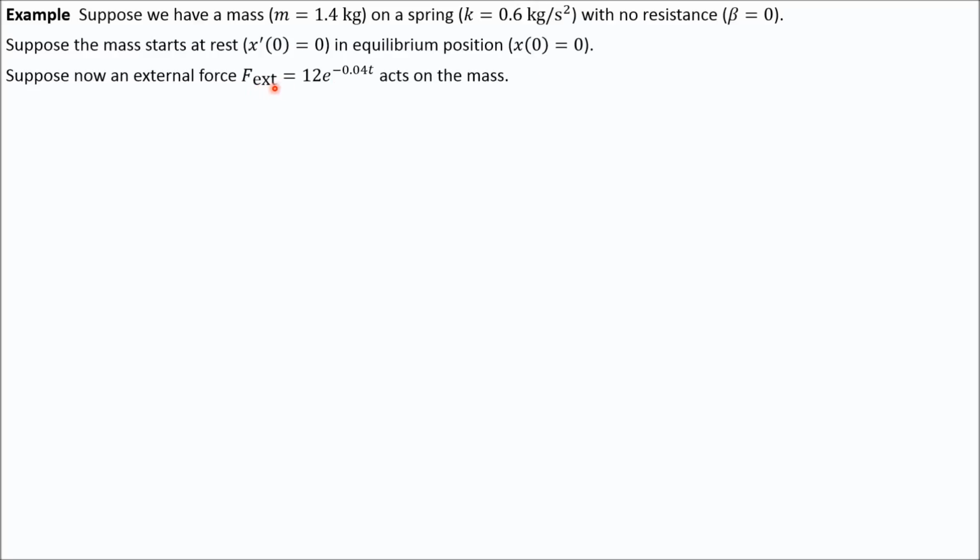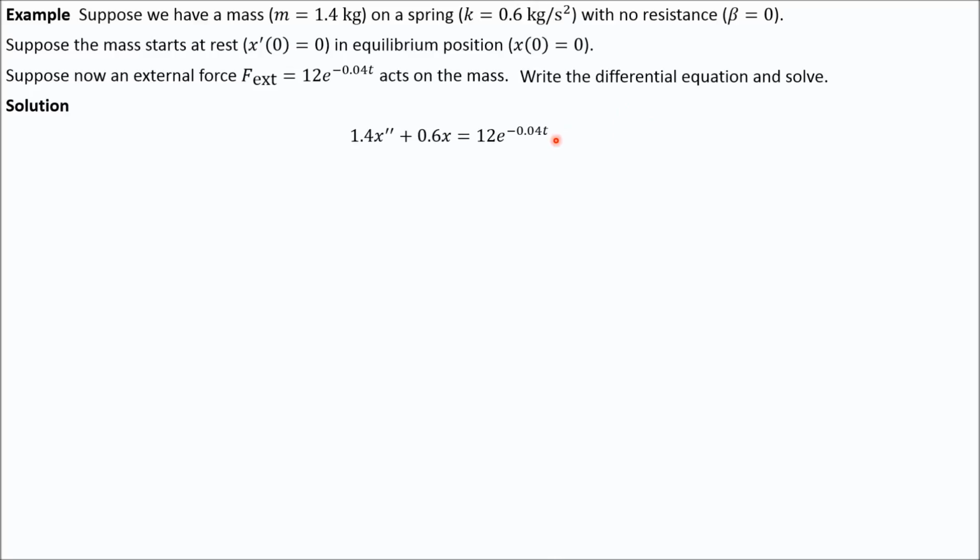So in the past, we had a mass on a spring with resistance. So there were two forces acting on the mass. There was the spring force and the resistance force. Now we're going to assume there's a third force acting on the object, some kind of external force. In this example, the external force is this, 12 times an exponential decay term. So we're going to write a differential equation and solve this problem with an external force.